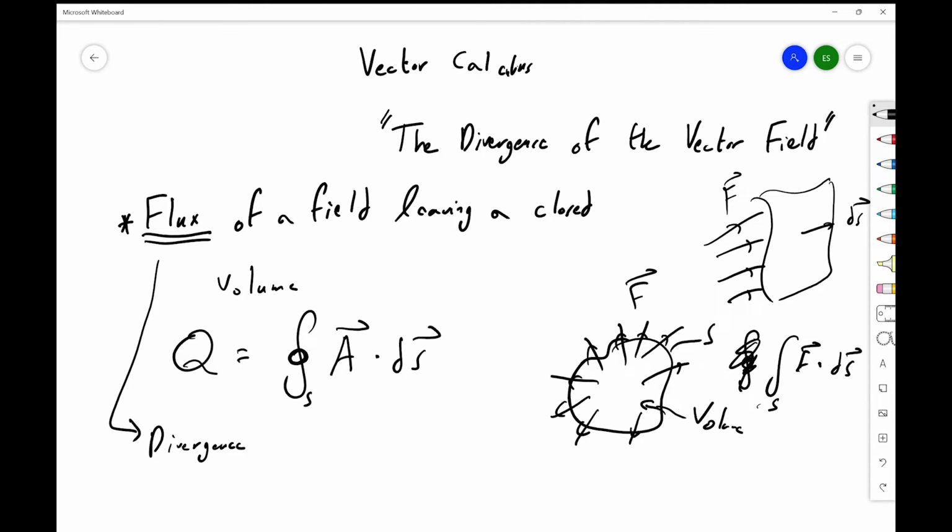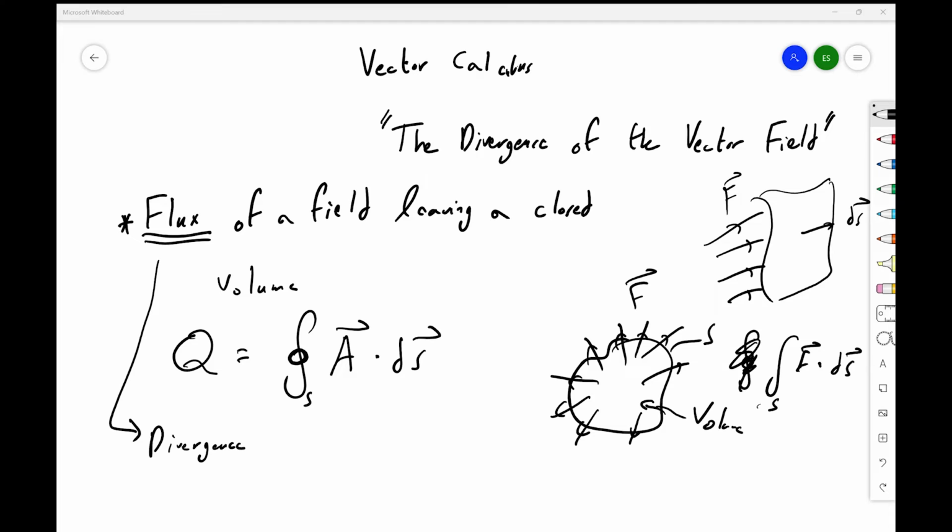The idea is that we're going to take this flux and... You're not sharing the screen. Someone just messaged me that you're not sharing the screen. Okay. I don't know why that happens. Okay, do you see the screen now? Okay.